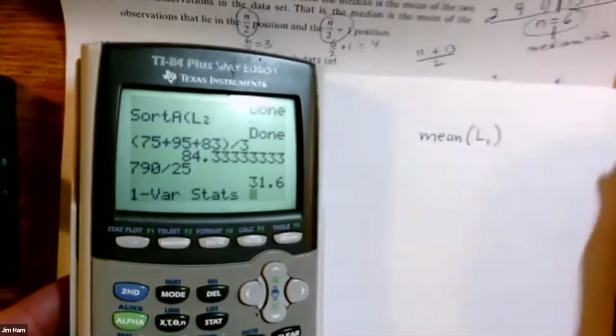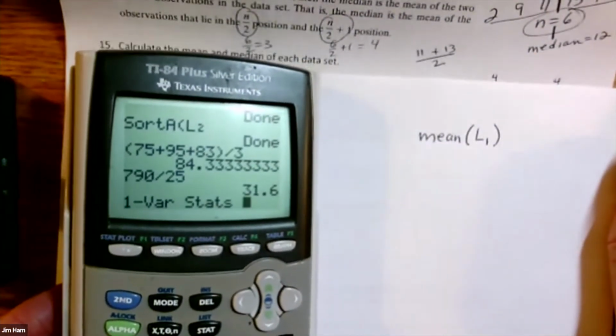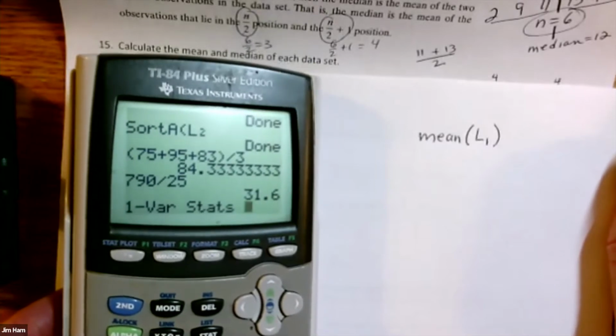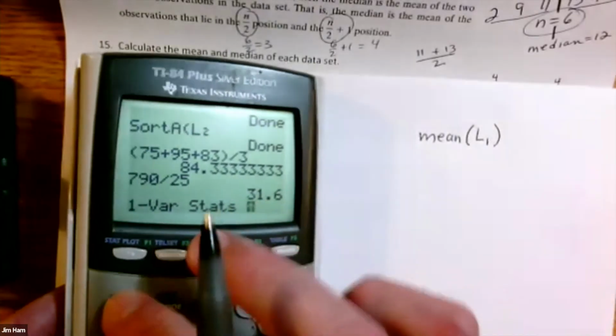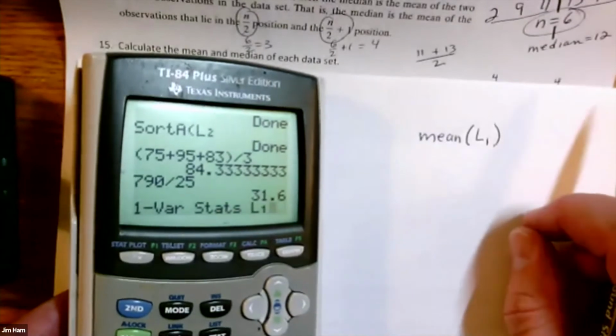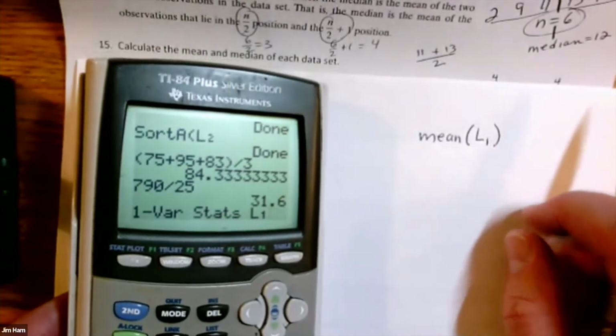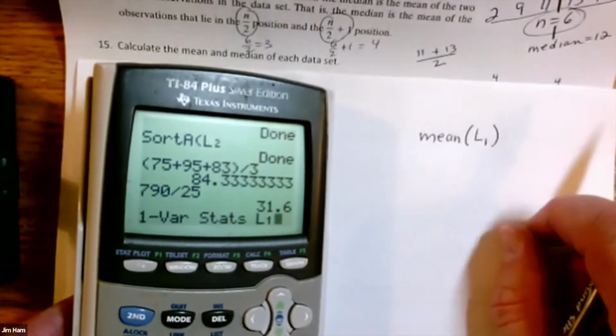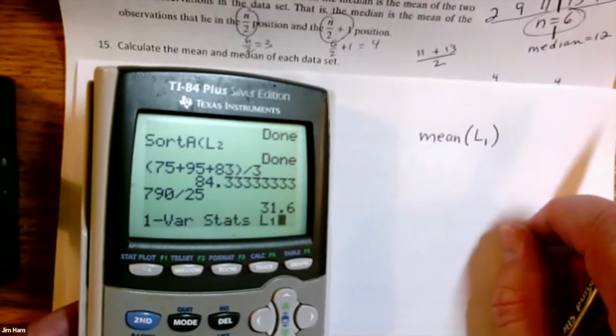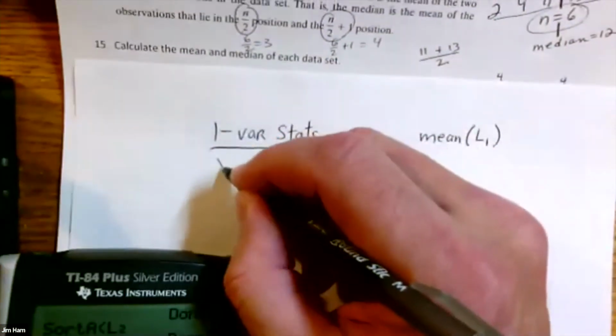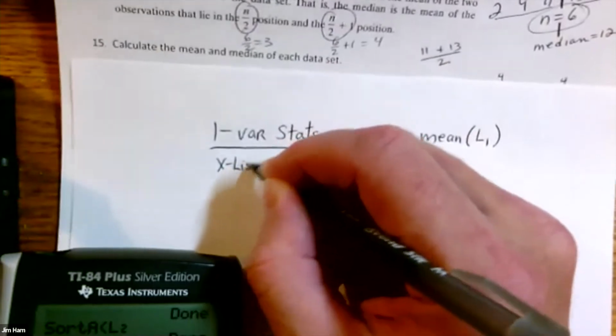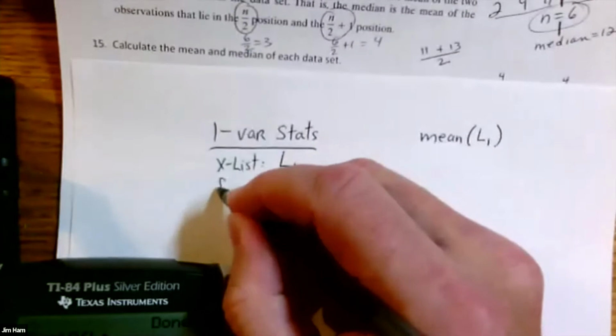There it is there. Now on my calculator, it's an older calculator, so I have to tell it what I want here. I want the X list to be L1, and I want the frequency list to be blank or equal to 1. So you're going to ask for the list name. We're going to enter in L1. And if it asks for the frequency, you can either leave it blank or just type in the number 1.